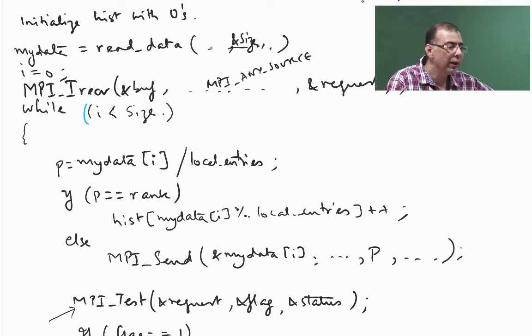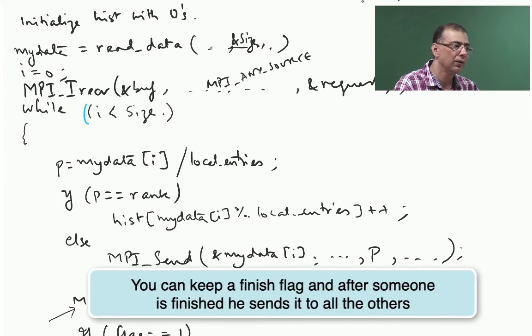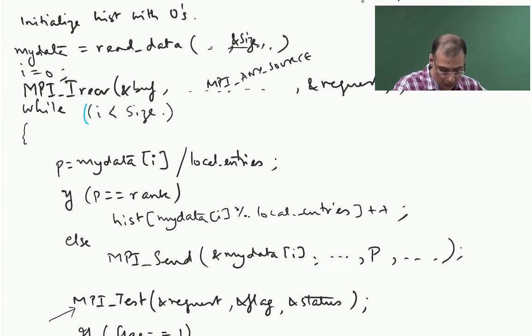For all you know, I may not even have any data to receive, right? I've posted an MPI receive, I may not even have any data to receive. A finished flag, and after someone is finished, he sends it to all the others. Yeah, good. Right, so that's one way of doing it. So who sends to whom? That's important. Everyone to everyone. Yeah, that's a reasonable way of doing it.